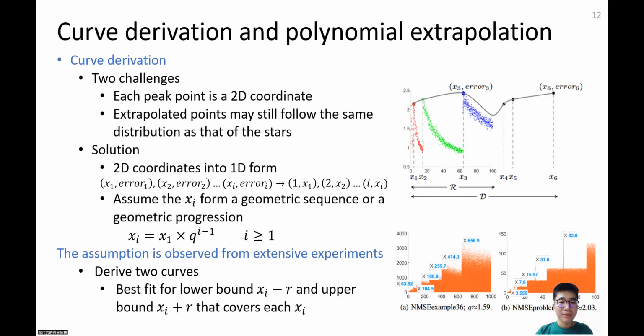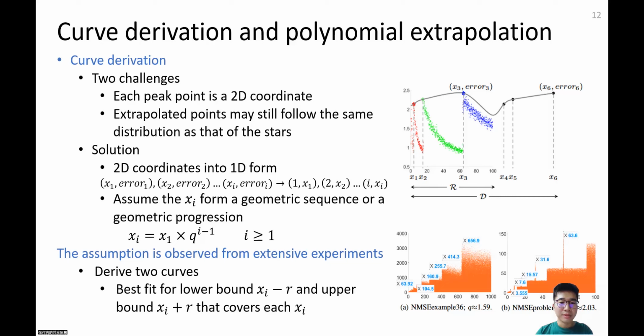Instead, we record their xi values, derive their distribution along R, and infer the x values of the extrapolated points. This simplifies curve fitting by converting the 2D coordinates into a 1D form, but extrapolation based on it may still be overfitting. To address this, we assume the xi values of the peak points form a geometric sequence, or geometric progression, written as below, where Q is a common ratio.